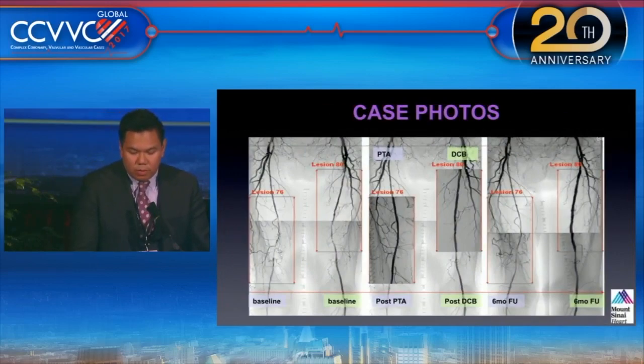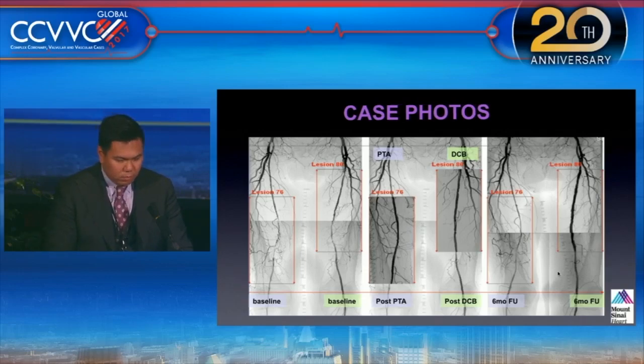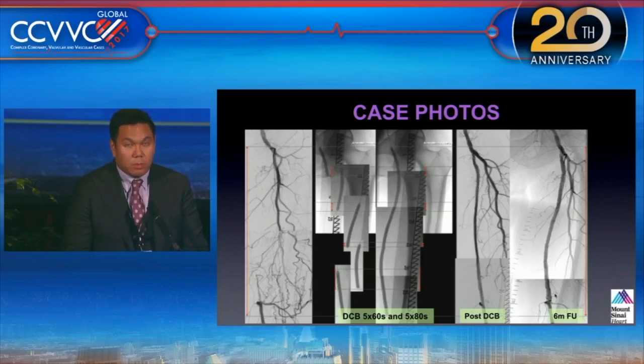Now, looking at this picture from left to right, you also see 2 SFA lesions. The lesion on the left was treated with PTA, and the one on the right with DCB. As you look at the 6-month follow-up, you can see restenosis in the PTA-treated lesion in the SFA, whereas the DCB is widely patent. One more picture: this is a CTO of the mid to distal SFA, which was treated with multiple drug-coated balloons. This is our immediate result, and the result 6 months post.